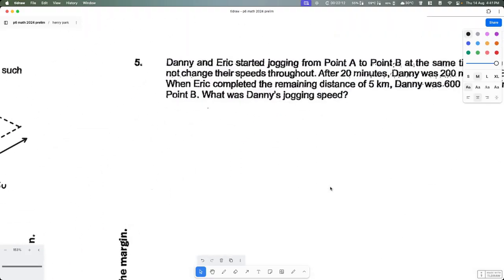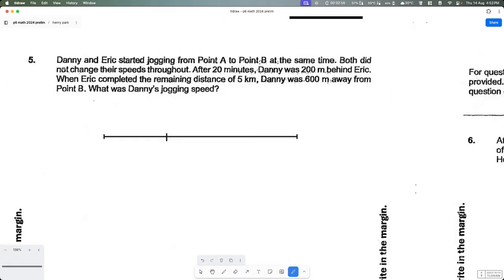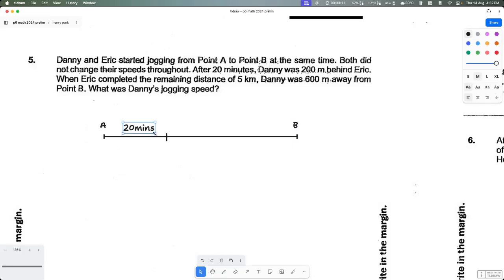All right, let's move on to the next question. Question number 5. Okay, so Danny and Eric started jogging from point A to point B. Okay, so both did not change the speeds throughout. So after 20 minutes, then that means Danny was 200 meters behind Eric. So I would say 200-meter gap. That's what I see over here.